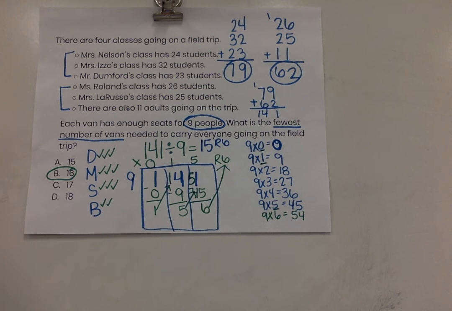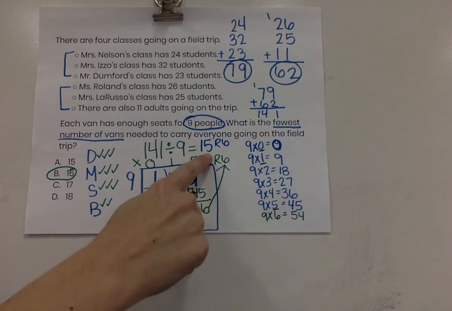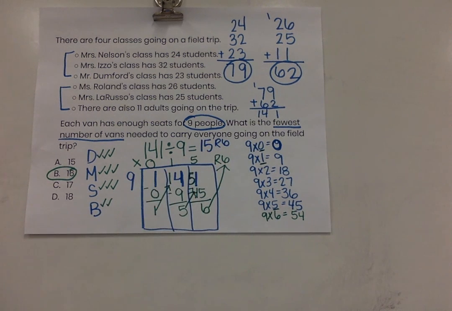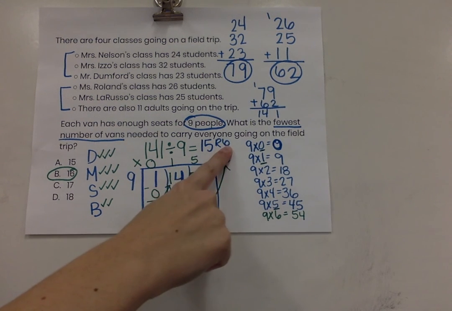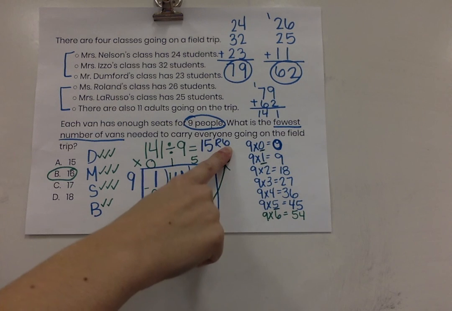What would the answer be if the question said, how many completely full vans are there? There are 15 completely full vans. What if our question said, how many students are left over? What would our answer be? 6 students are left over. That is our remainder.